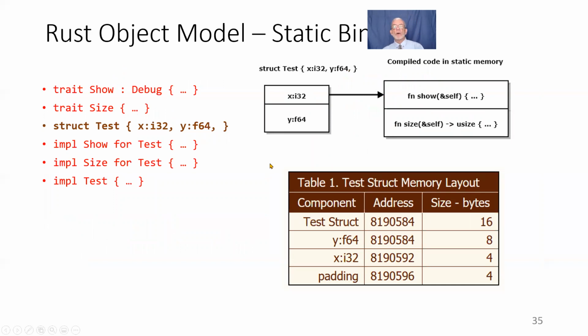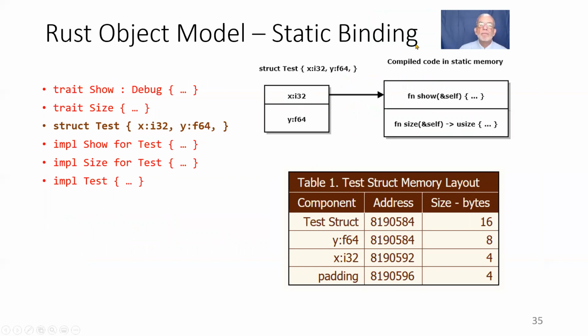So the structure for all of this looks like this. Here I am statically binding the structure Test to its methods. So I have trait Show, trait Size, here's the struct, impl, all these are just statically bound. That means that at compile time, the address of these functions off in static memory is just bound into any calls that I make using this object. And I use some pointers. Actually, you can use pointers without getting into unsafe code.